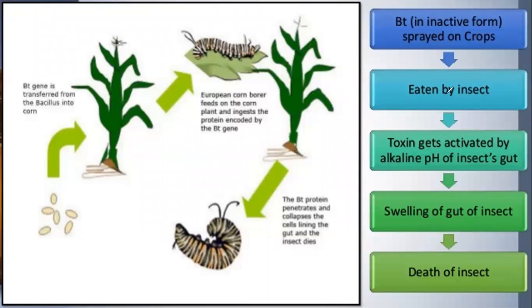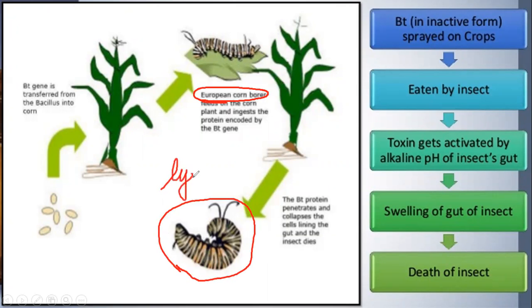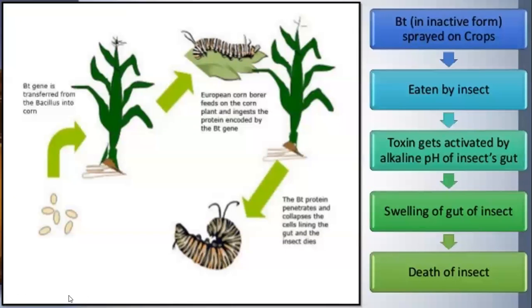Seriously, direct questions. So the BT gene is being transferred into this plant, and on the pest eating the leaf, European corn borer, study this term, European corn borer, BT cotton, and finally it causes the death or the collapse or lysis of the cell. The term is lysis. Finally it causes the death of the insect or the swelling of the gut of the insect. So we have come to the end of this topic.